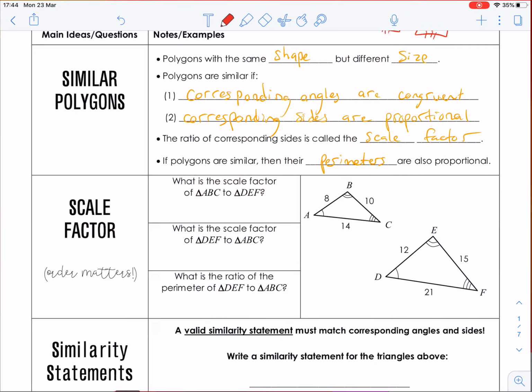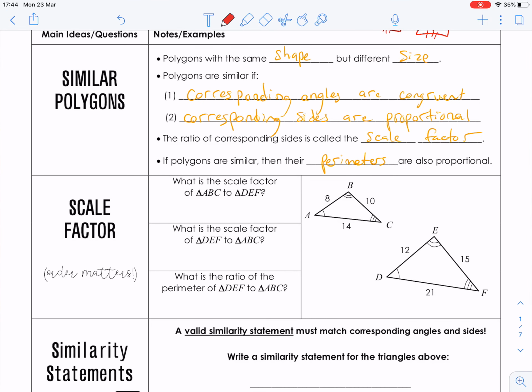So let's go back. That's what it's talking about when it says corresponding angles are congruent. That was true. Corresponding sides are proportional. True. It dilated by 2. That's still proportional. So that's what similar means.